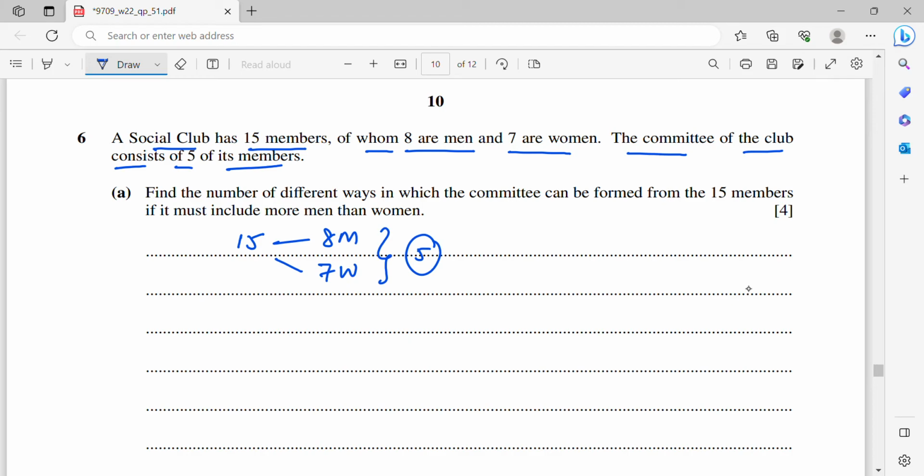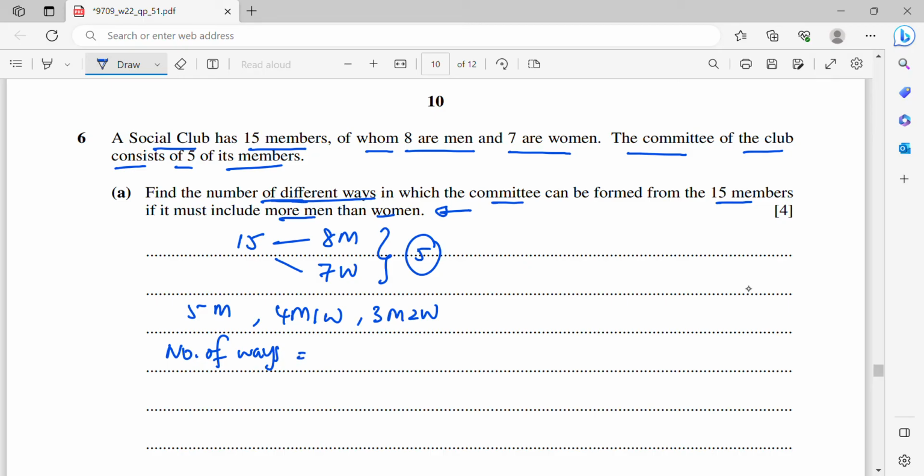Find the number of different ways in which the committee can be formed from 15 members if it must include more men than women. So it means that in order to satisfy this condition, I may choose all 5 men, or 4 men and 1 woman, or 3 men and 2 women. Because the question just says how many ways to form the committee, the arrangement is not important.